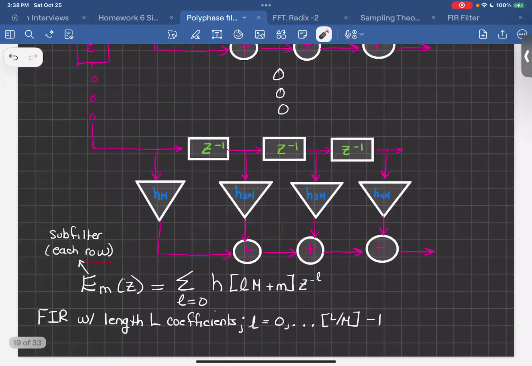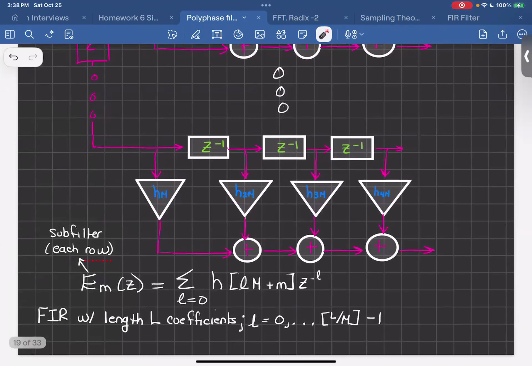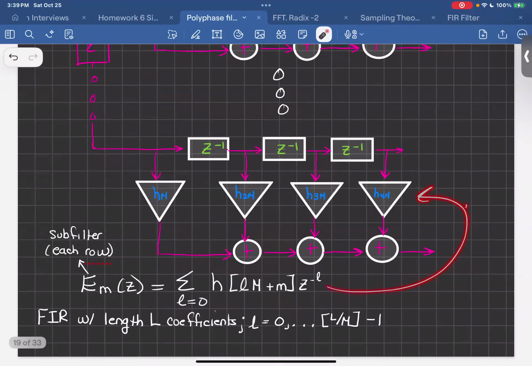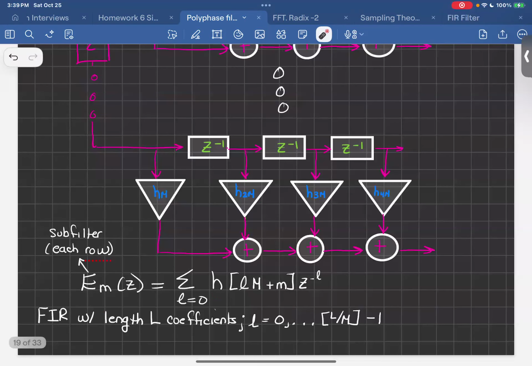And so what is the equation for this? This is my subfilter, E_m of z, and then it equals this equation. And so this equation will map to each of these rows. So you use this equation to inform you of each row. And so each row comes from z to the minus L. And the coefficients for each row is composed of here.